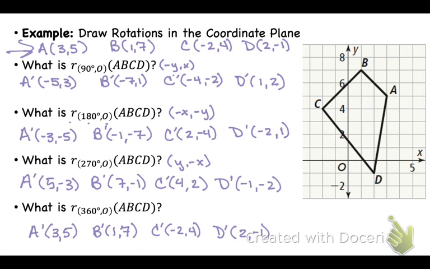How'd it go? You're not done with the 270 yet? I got done with the 270. The 360 are just the same, right? Okay. So there's another example. Same thing, isn't it?